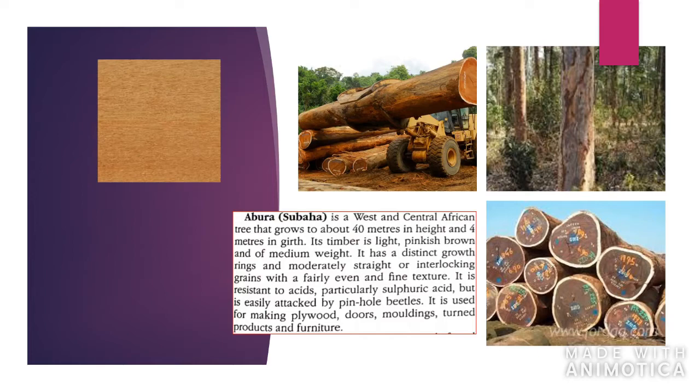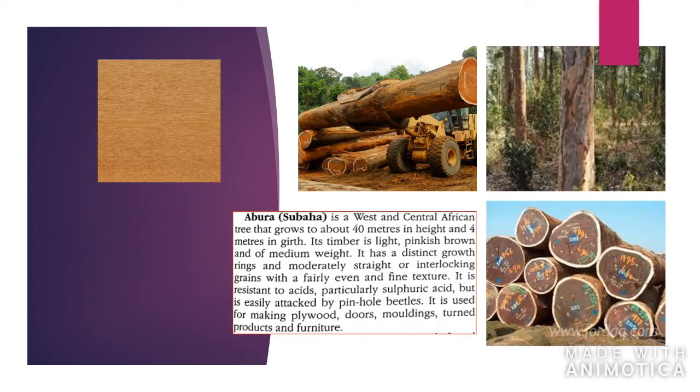Okay, the Abura or the Subaha is a West and Central Africa tree that grows about 40 meters in height. Okay, so 1 meter is about 3 feet, and 1 foot is about the size of a regular tile. So if you look at 3 tiles and you multiply that by 40, you will get 40 meters high. Okay, so that's how high those trees go. They are very, very, very tall.